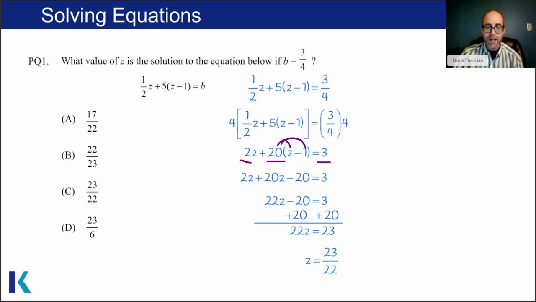Are you done? Yes, you're done. We got z equals 23/22. That is choice C for champions, and move on with the PSAT.